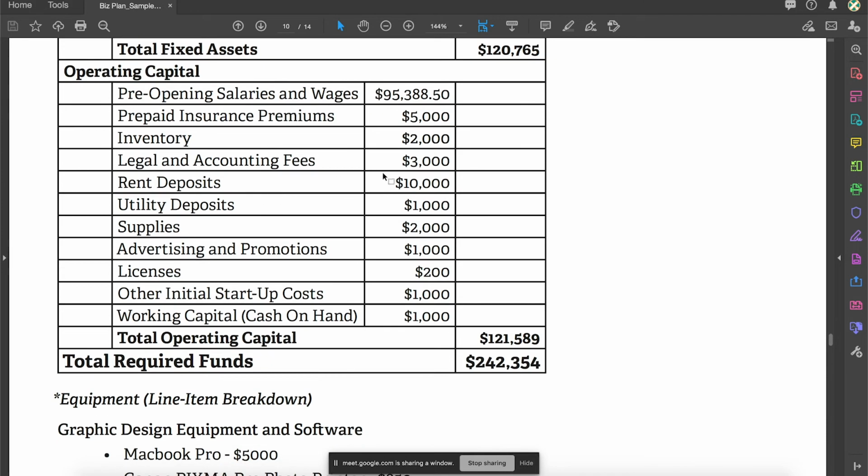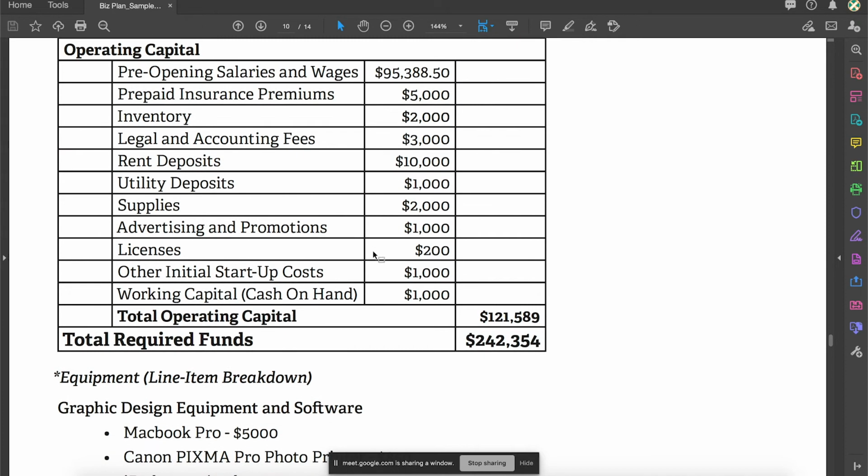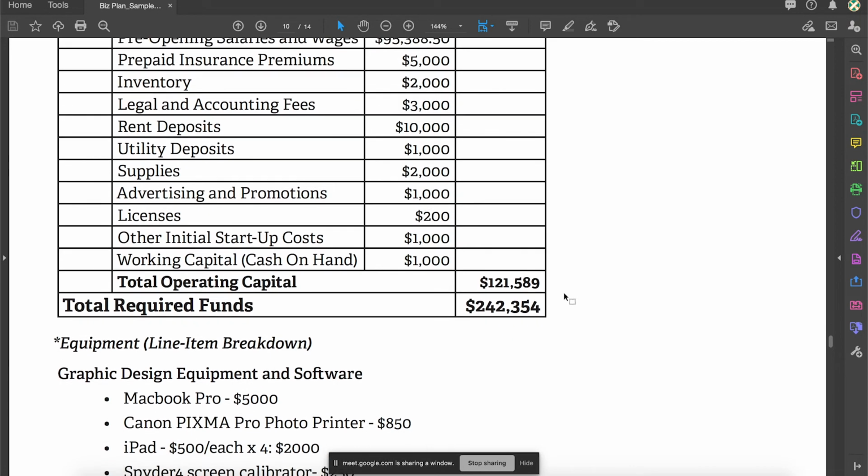If you have a deposit that you need to pay for rents and for utilities, obviously supplies, and then advertising and promotions, any kind of special licenses. And then here you would just put any other startup costs that you might have. And then working capital. So this would be cash on hand. This is like extra money that you would need in case you have an emergency contractor come in and build something for you or something like that.